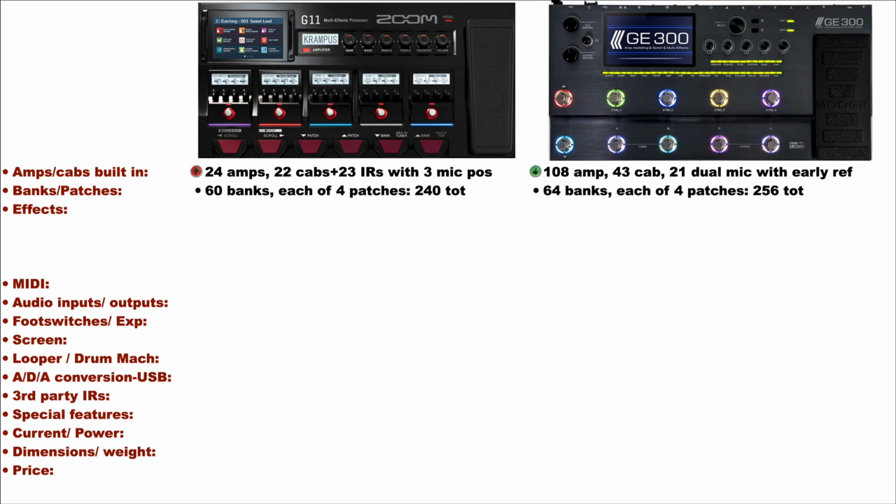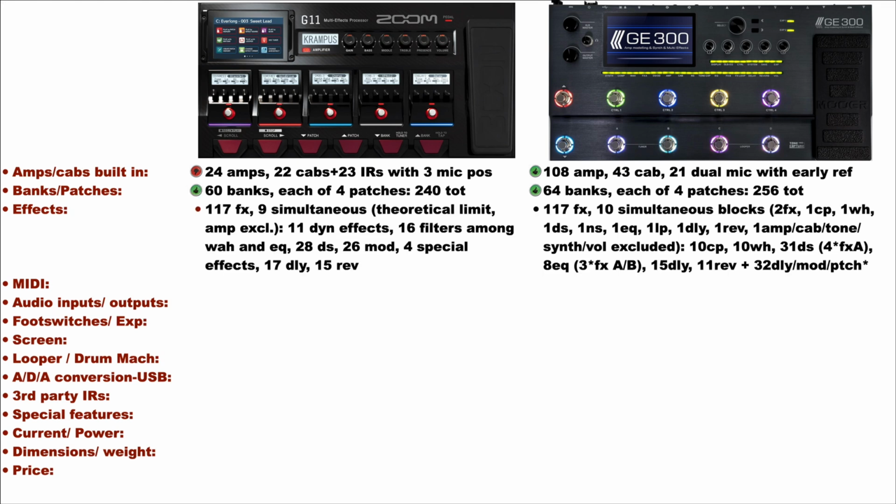Furthermore, the G11 has 60 banks, each of 4 patches, with a total amount of 240 patches. The G300, on the other hand, has 64 banks, each of 4 patches, with a total amount of 256 presets. I would say that they are on par, as for both the units we have plenty of patches to play with.